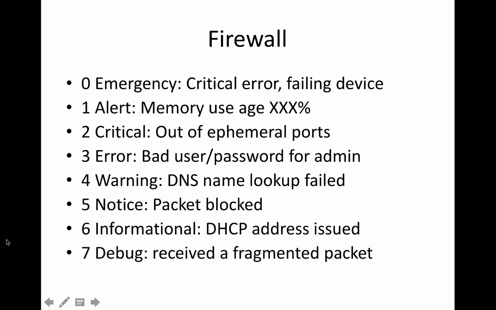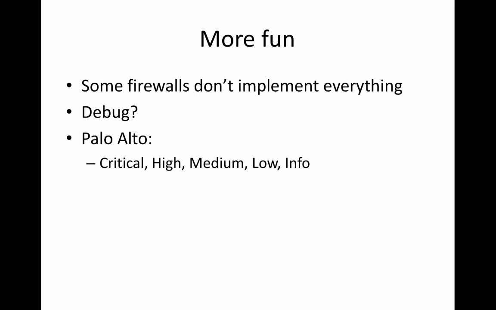Then going all the way up further. Do we care a lot if a firewall can't look up a DNS thing? Not really, but it could be a sign of why can't it? We don't care that much, but why couldn't it contact the DNS server? Notices are packets blocked, just casual day-to-day stuff. Again, we don't care about debug information. I don't need a firewall or a router to tell me it received a fragmented packet. That's good to go. Allocate some memory, and away we go.